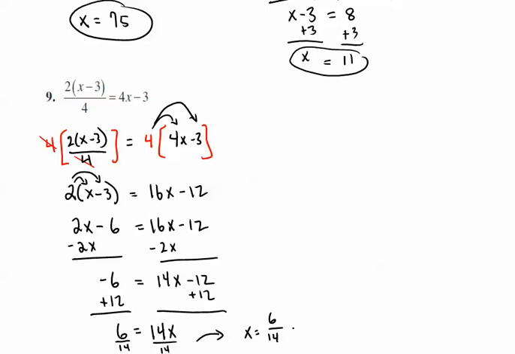But we can simplify that, divide top and bottom by 2, and we get x equals 3 over 7, and that should be positive. So x equals 3 over 7 is our answer for number 9. And we'll stop this video at that point, continue with number 10 in the next video.